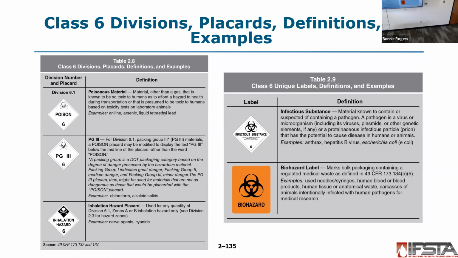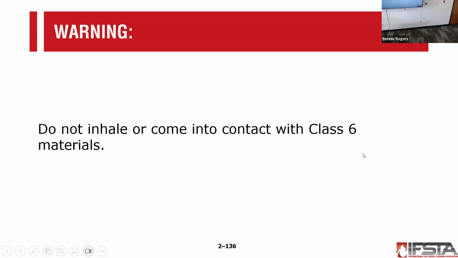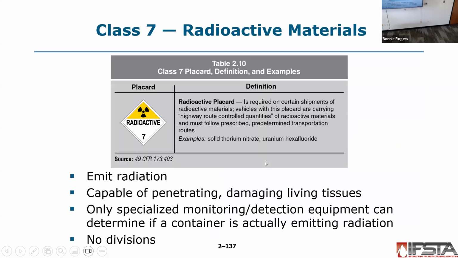So would you think that the poison or PG1 would be better or worse than PG3? Worse. That's correct. The 1 is great danger, 2 is medium, and 3 is minor. Okay, here it clearly says it's an inhalation hazard. Infectious substance, biohazard. Again, don't inhale or come in contact with plastics.